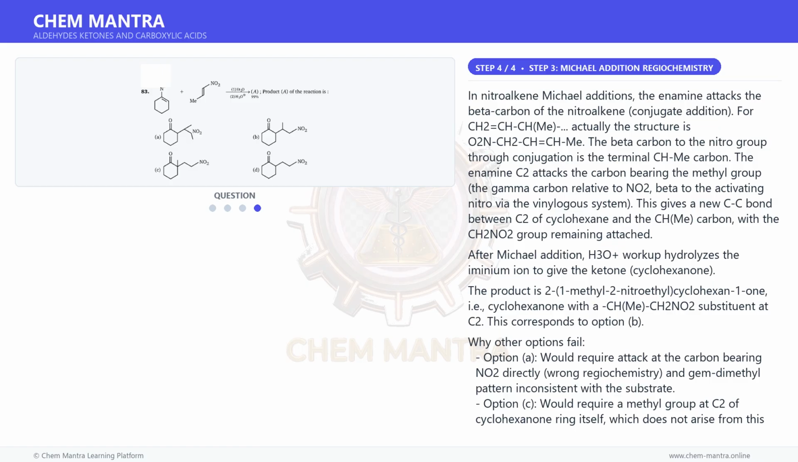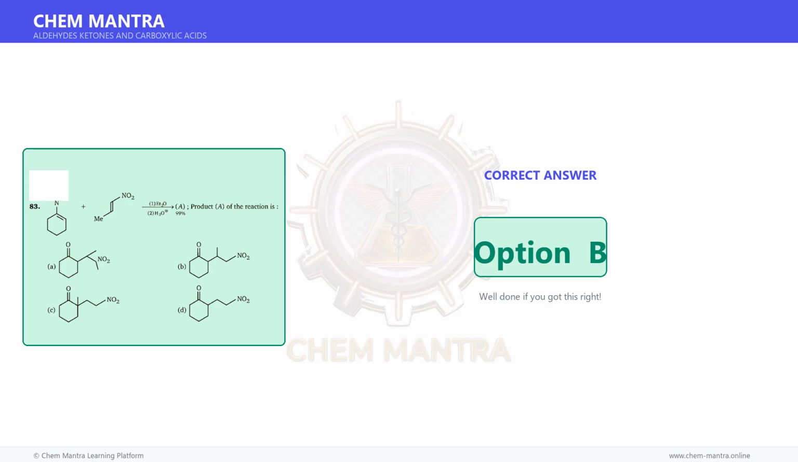Why other options fail? Option A would require attack at the carbon bearing the nitro group directly, wrong regiochemistry, and a gem-dimethyl pattern inconsistent with the substrate. Option C would require a methyl group at C2 of the cyclohexanone ring itself, which does not arise from this enamine. Option D would require a nitroalkene without the methyl branch, inconsistent with the nitrobutene substrate. Therefore, the correct answer is option B.